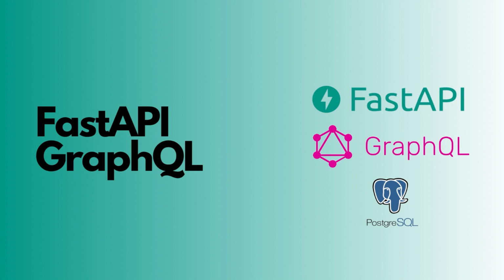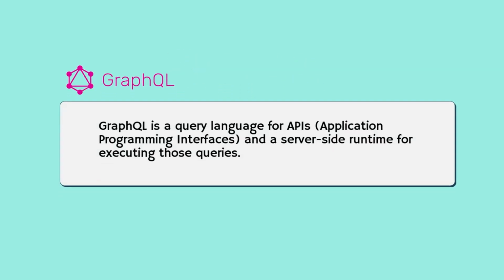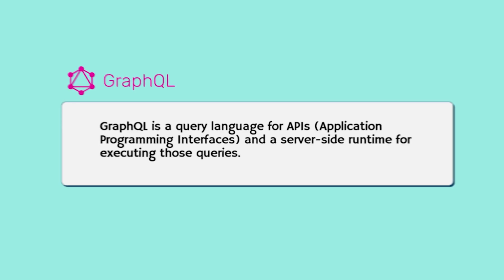In this tutorial, we will explore how to build a powerful GraphQL API using the FastAPI framework, along with PostgreSQL as the backend database. GraphQL. What is GraphQL? GraphQL is a query language for APIs, application programming interfaces, and a server-side runtime for executing those queries.